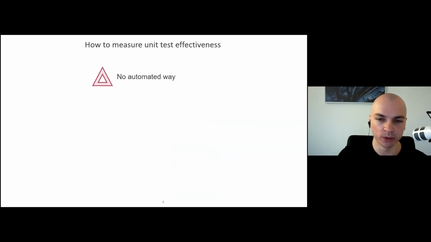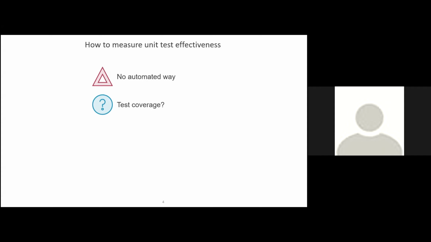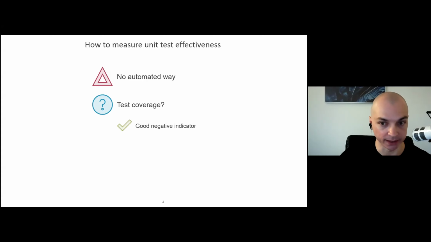So when we are talking about ways to measure unit test effectiveness, unfortunately, there is no good automated way to do so. And when we're talking about that, we usually think about test coverage or code coverage. They are synonyms. And test coverage is not a sufficient metric for these purposes. And that's because test coverage is a good negative indicator, but it's a bad positive one. And what do I mean by that?